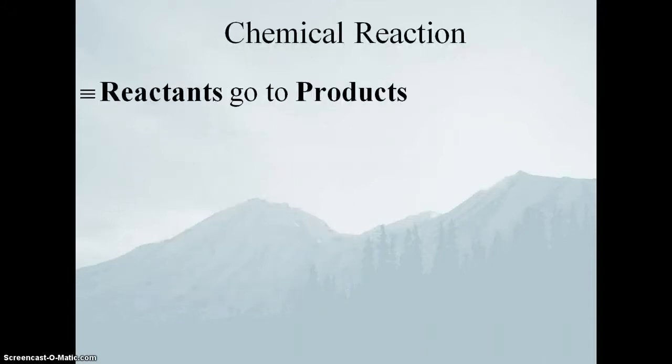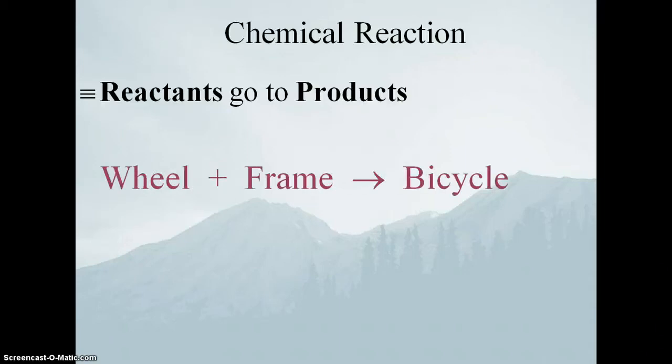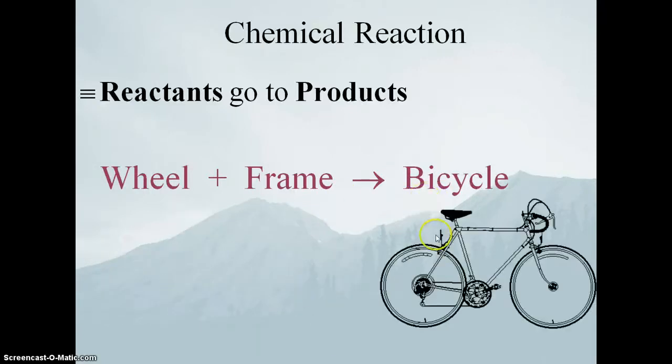So chemical reactions, when we write them, are reactants going to products. So here is a chemical reaction where I have wheels plus frames goes to bicycles, and I can tell this is not a balanced chemical equation because somebody told me that a bicycle has 2 wheels and 1 frame. Now, you might have learned that when you look at a chemical equation or chemical reaction, if there are no numbers in front, you just assume that everything's a 1.